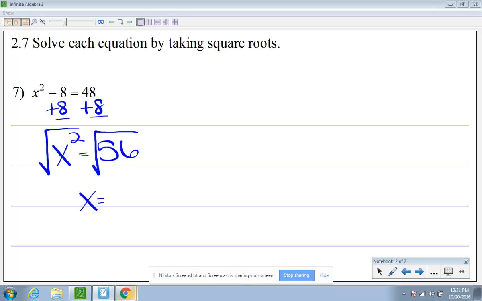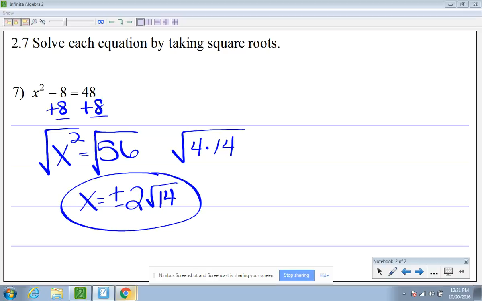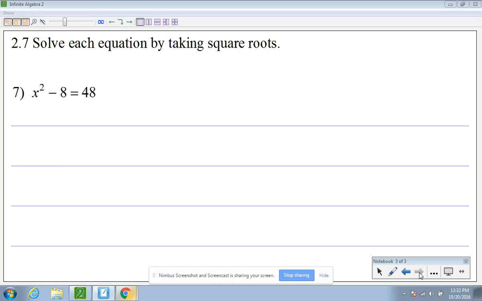And again, since I can't actually take the square root of 56, I'm going to break this down. The largest perfect square that goes into 56 is 4. So the square root of 4 is 2. You can't take the square root of 14. Don't forget your plus or minus sign. And let's do one more.